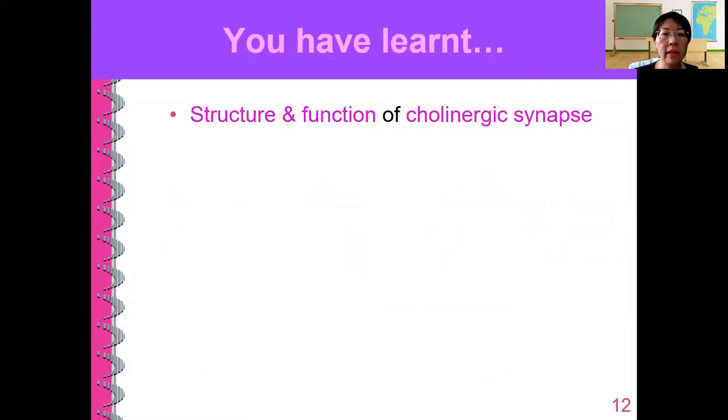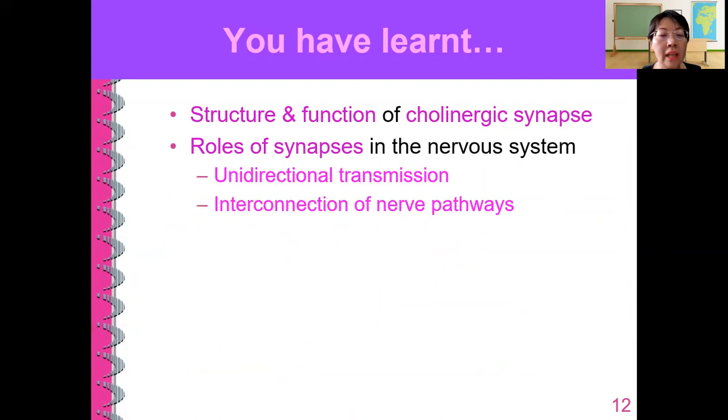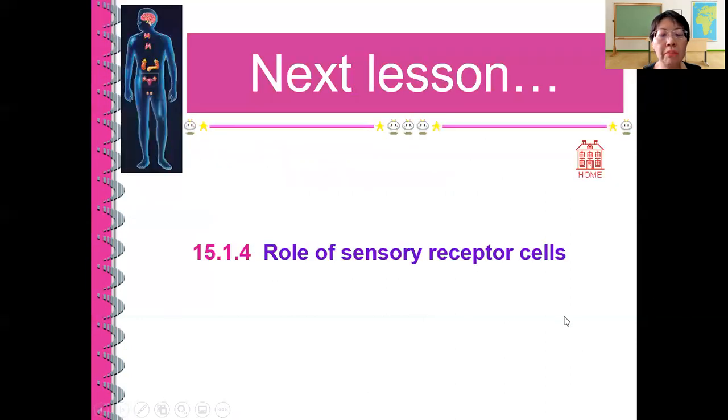So what you have learned today is the structure and function of cholinergic synapse, and the roles of synapses in the nervous system, which is unidirectional transmission and interconnection between nerve pathways. So we have interconnection, which is convergence and divergence. So we're finished for today's lesson.